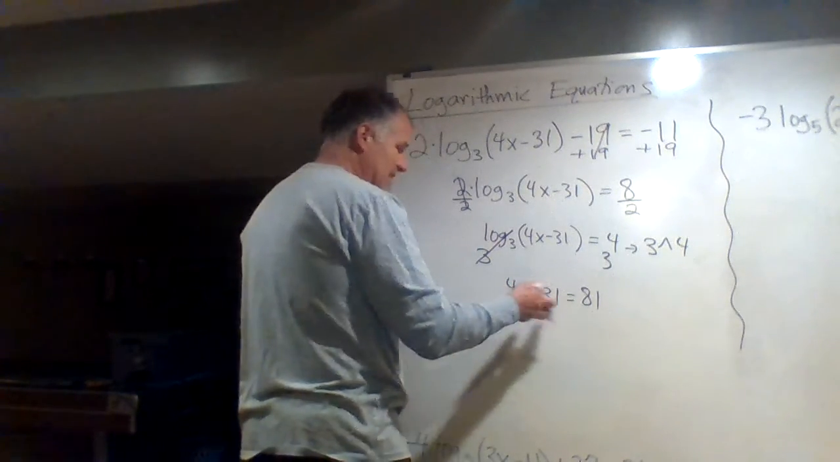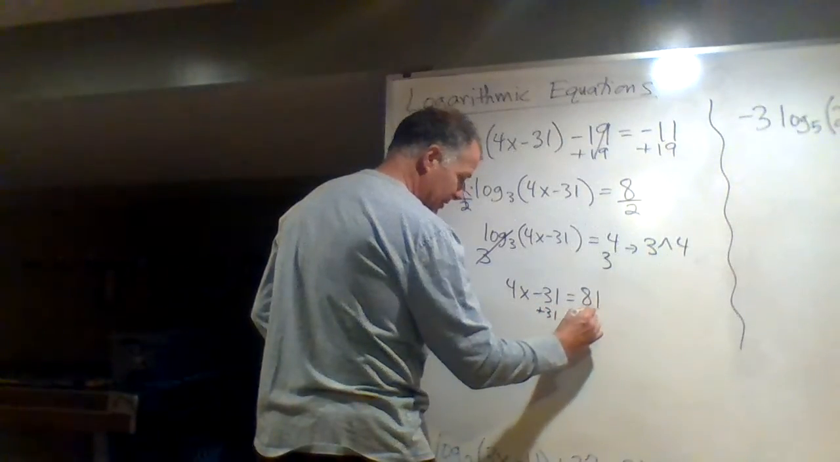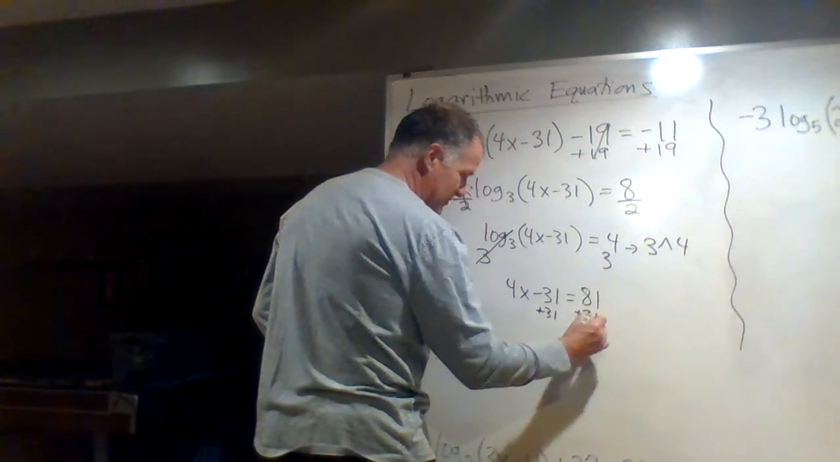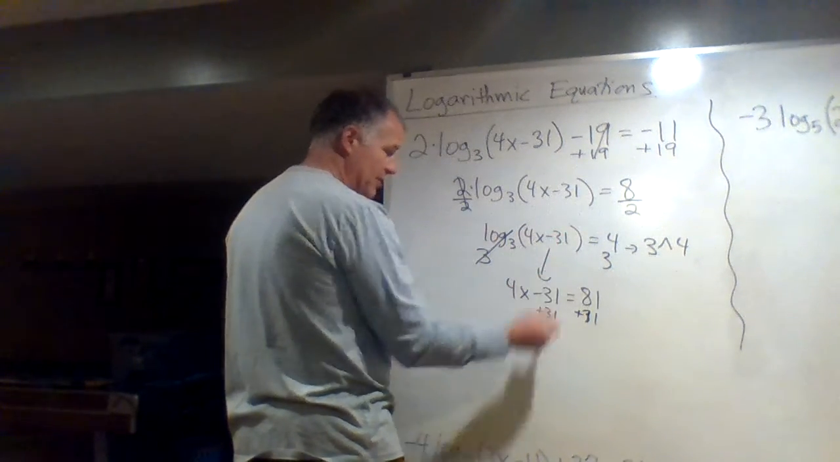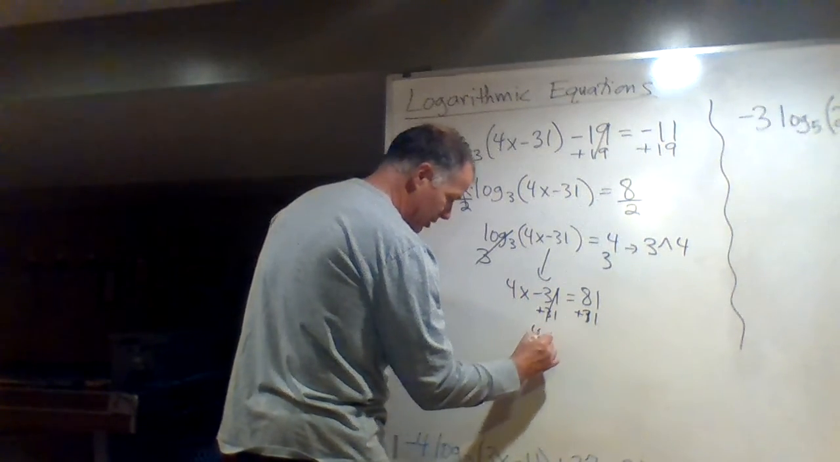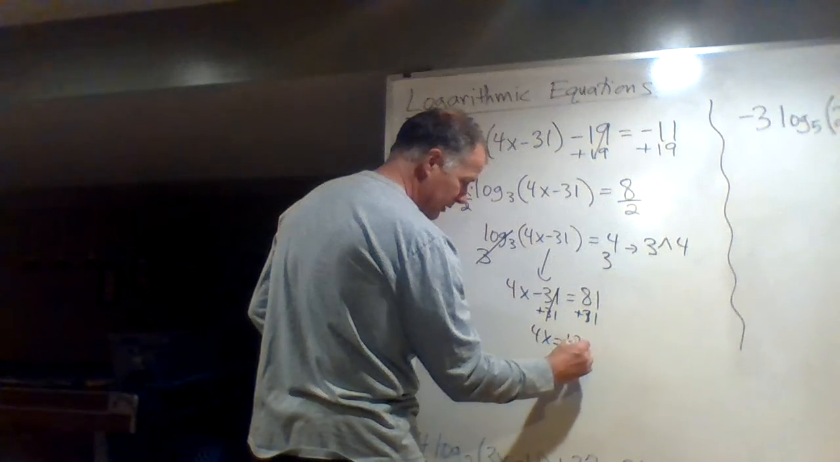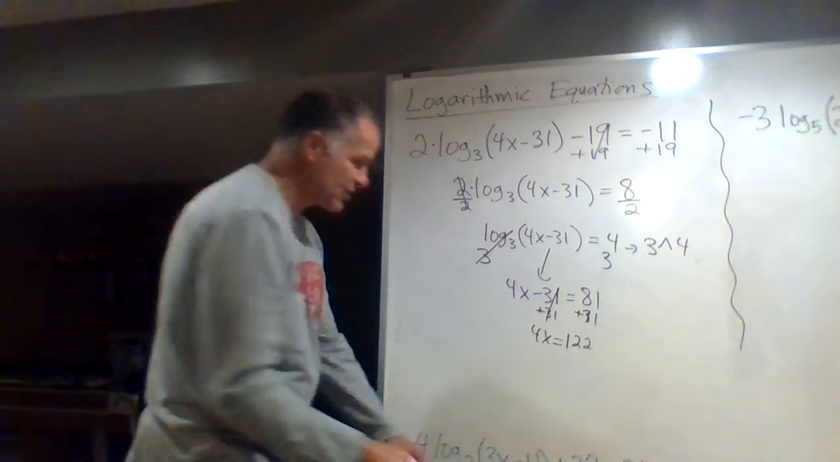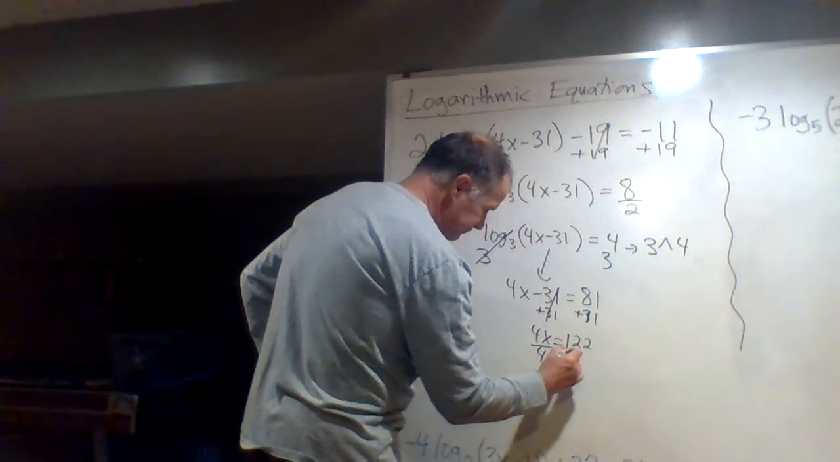Now what's nice, guys, from here, I'm just going to solve this. So the log's gone, that parenthesis can come out. Get rid of minus 31 with a plus 31. I got 4x equals 81 plus 31, that's 122. Now divide away the 4.